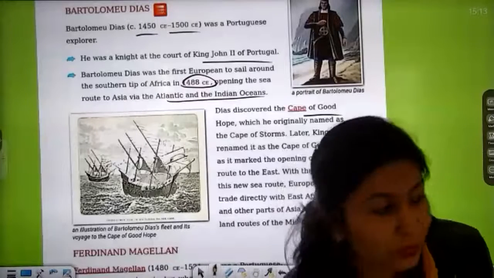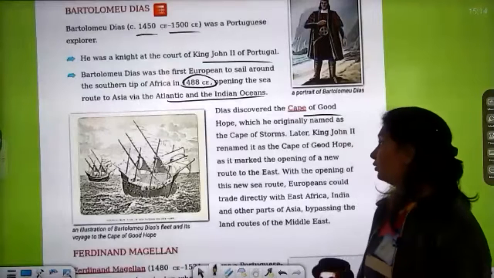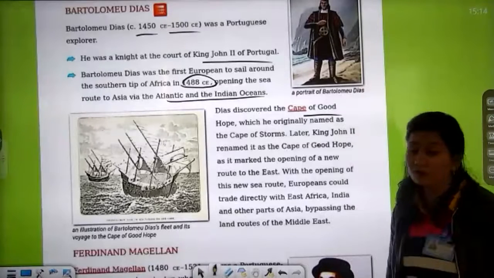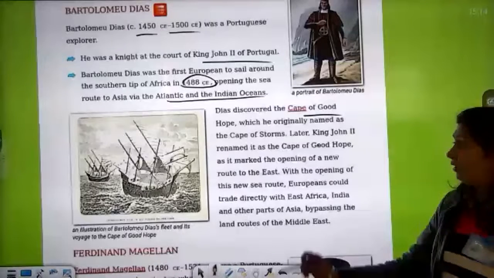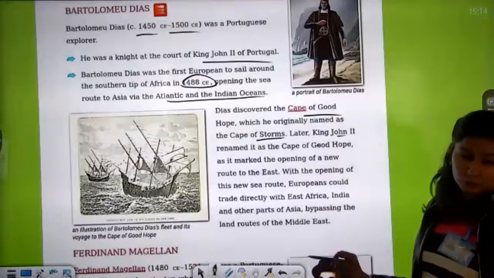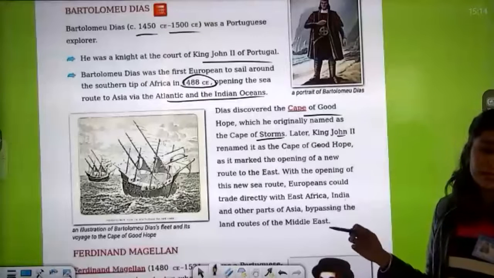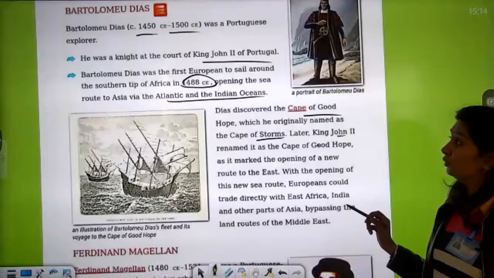Africa also, on the southern part it has water on its sides. Yes, so in the same way he discovered the Cape of Good Hope, and originally he gave it the name Cape of Storms. Afterwards what happened? King John II. Okay, he was a knight. Who was a knight? Bartholomew Dias was a knight to King John II.